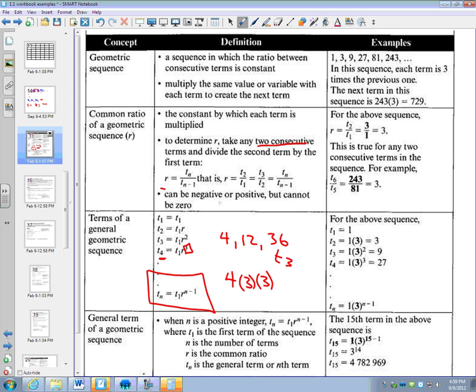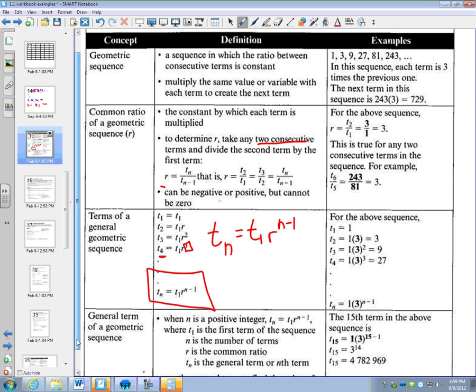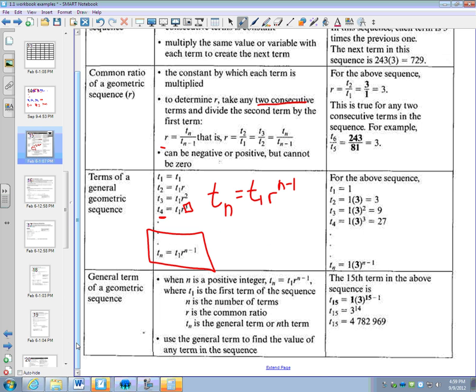Tn equals term 1. And maybe you guys can't see that on the screen. I'll write it here just so you see it, but it's in your workbook. Term n is equal to the first term times the ratio to the power of n minus 1. Okay? That's also called the general term, where T1 is the first term, n is the number of terms, r is the ratio, and Tn is the general term. Okay, so let's try a couple examples here.